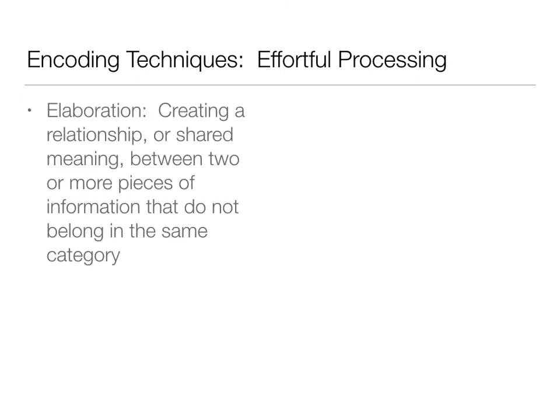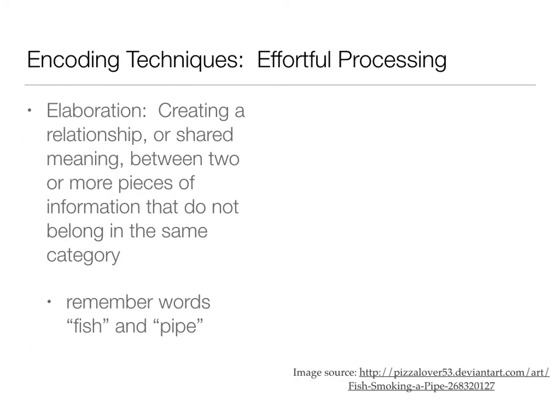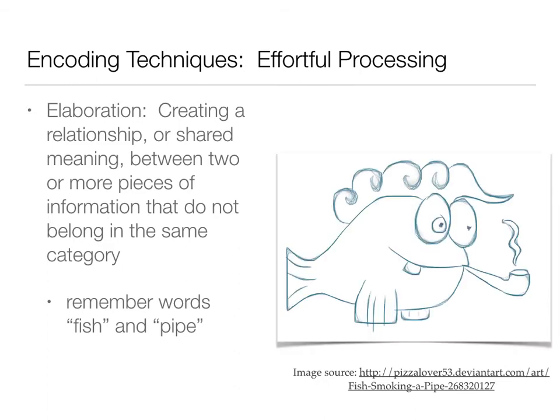So here is elaboration, and elaboration is again a kind of effortful processing. We're trying to remember this information. And so in elaboration, we may create a shared relationship between two or more pieces of information that don't really relate a lot. So if I'm trying to remember the words fish and pipe, these don't really have a lot in common. I might elaborate this by making the imagery of a fish smoking a pipe.